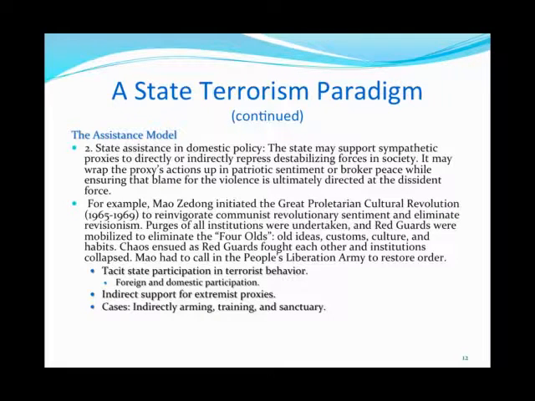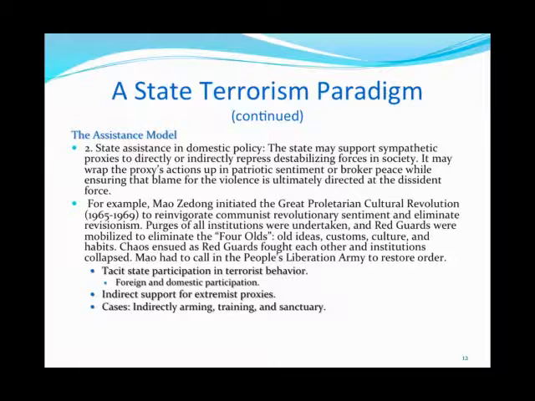So domestically, the state may support sympathetic proxies to directly or indirectly repress destabilizing forces. If the country is undergoing a possible revolution or an uprising, the state may support proxies to put down the dissidents without the actual government putting the dissidents down, because it gives the regime the air that they're allowing dissident activity to occur, so they're not so totalitarian, but in essence they're using proxies to put the uprising down.